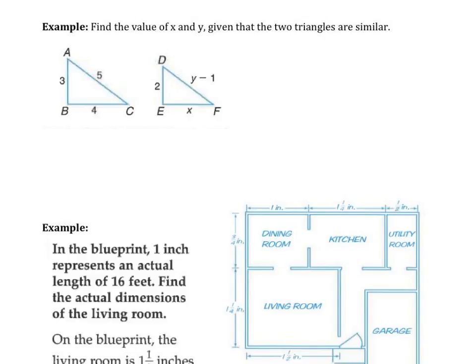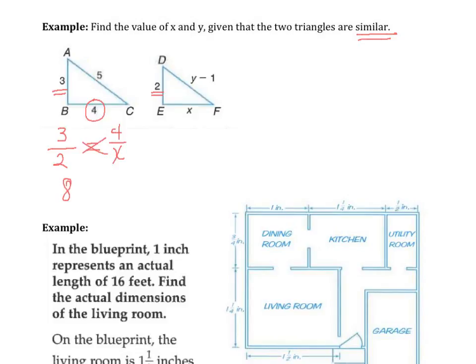We're going to find the values of x and y given that the two triangles are similar. So I'm told that those two triangles are similar. That's very important to note. Now I'm going to set up my proportions to solve for x and y. Alright, so my first proportion is going to be 3 right here over 2. Those two sides correspond to each other. Setting that equal to, I'll solve for my x's first. 4 over x.